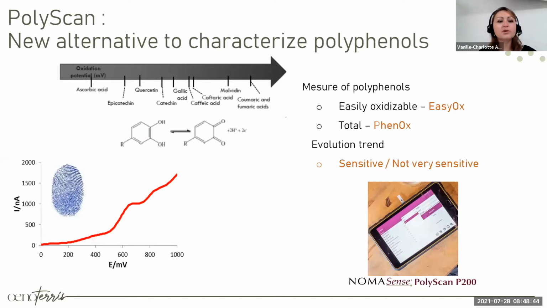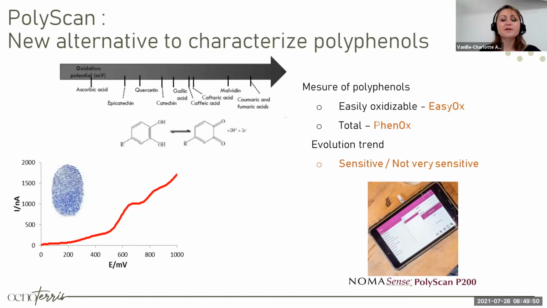So first off, just a few words about the PolyScan. That is a new alternative to characterize polyphenols. It is based on voltammetric measures, meaning that the electrons that are in the double bonds on polyphenols, on these benzene cycles, are going to be released slowly during the voltammetric measure. It's going to give a signal, and this signal is going to be different from one must to another. For example, the curve here is one example of the signal that is created thanks to the electrode. And since this signal is specific, we can talk about a fingerprint of musts and wines.